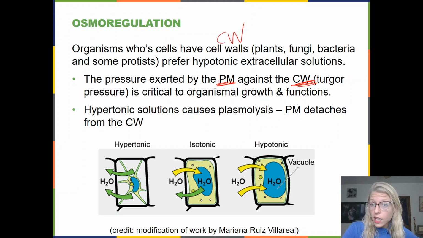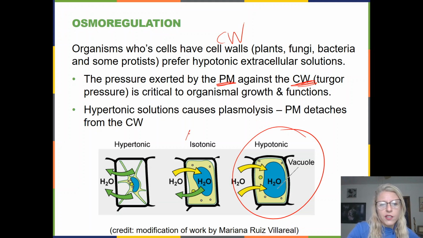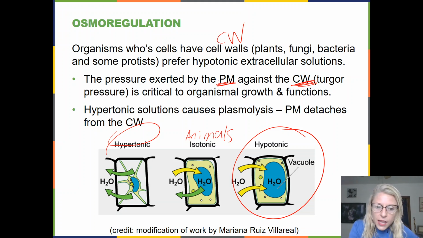So organisms who have cell walls, plants, fungi, bacteria, some different protists, are going to actually prefer this as opposed to this, which animals prefer. Sorry, my writing is so terrible. So our hypotonic solutions are what plants are going to prefer because that gives them the most water in their cells and allows them to stand up the straightest. So when you have hypertonic solutions in plants, the plasma membrane actually shrinks and pulls away from the cell wall, which really isn't good for the plants.